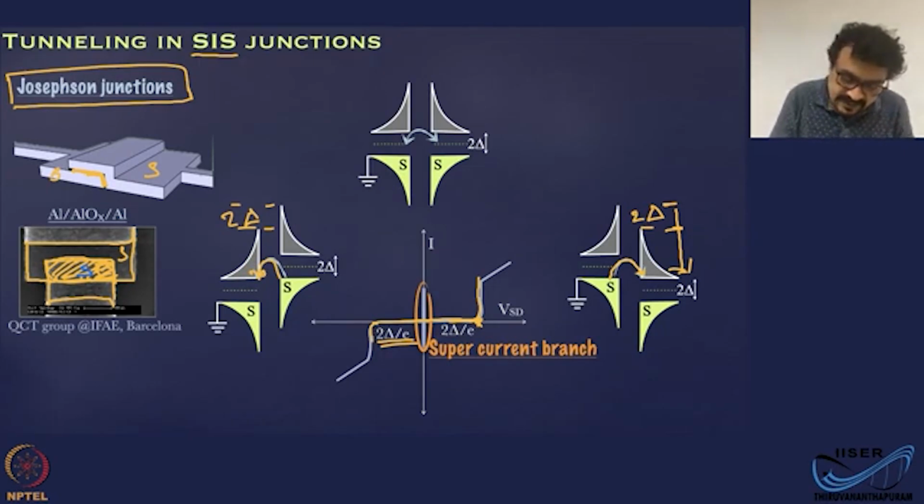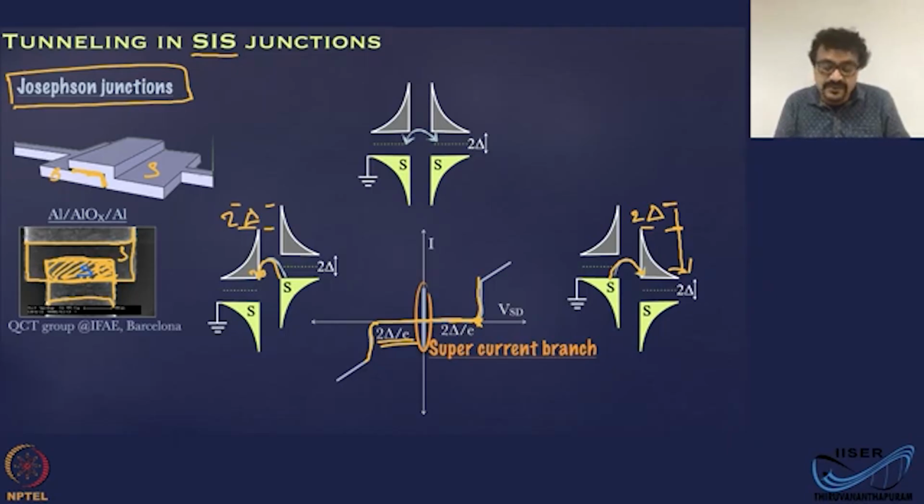So what you are seeing here is again the density of states, because there is no density of states for the electrons or quasi-particles until you extend your bias to 2 delta by E.